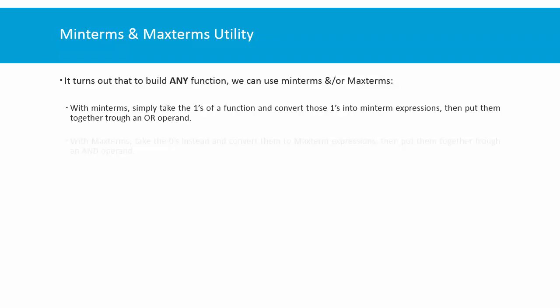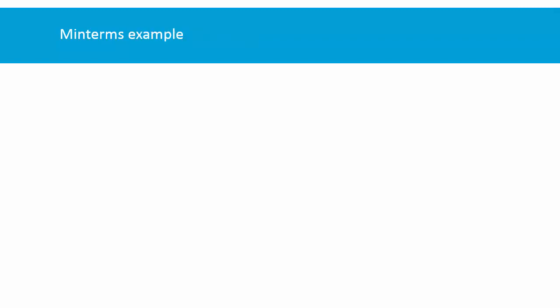With minterms, we simply take the ones of the function and convert those ones into minterm expressions and then put them together through the OR operation. With maxterms, of course, it is the opposite. We take the zeros of a function, convert them to maxterm expressions, and then put them together through an AND operator. Let's see an example, and let's see this with a truth table so that it may be easier for you to understand.